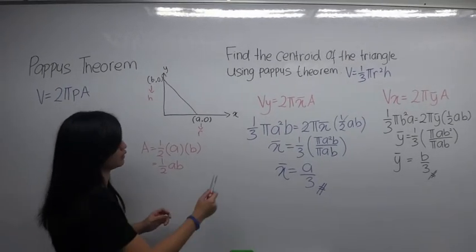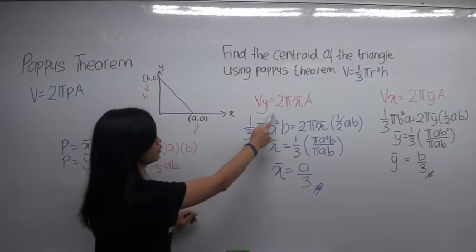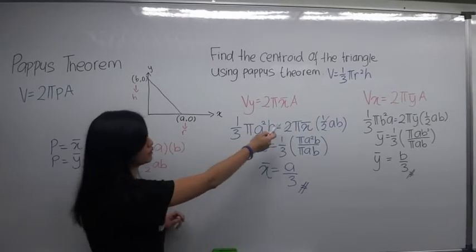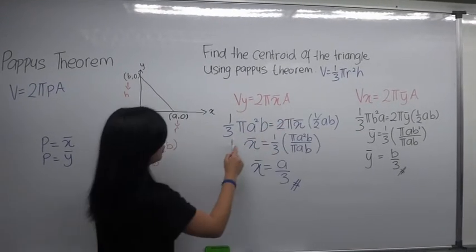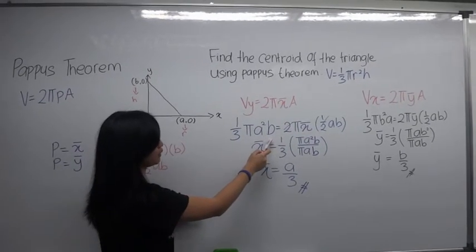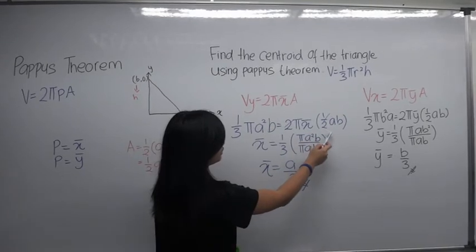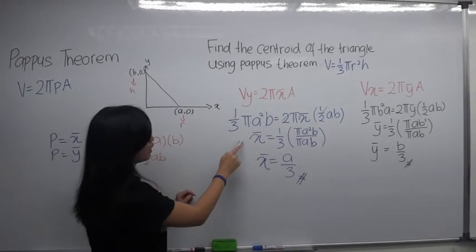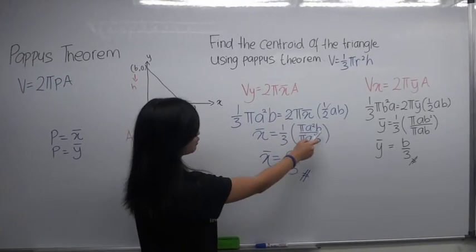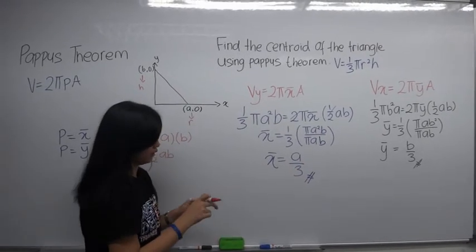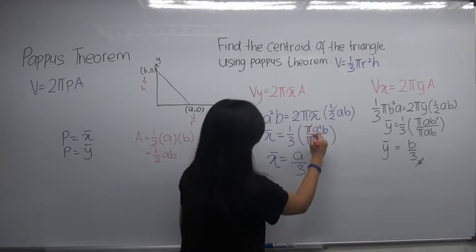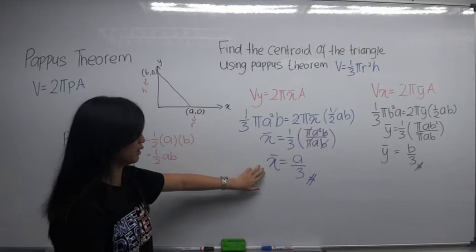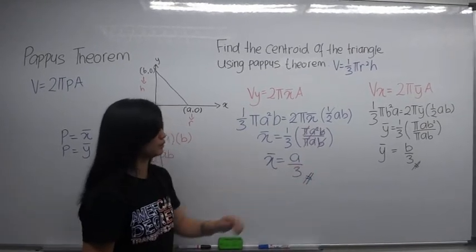The next step is to find the x bar by using Vy equals 2 pi x bar A. We will equate Vy to this formula, which will give us 1/3 pi a squared b equals 2 pi x bar times 1/2 ab. By cancelling off the 2, we get x bar equals 1/3 pi a squared b over pi ab. Therefore, by simplifying this, we will get the answer x bar equals a/3.